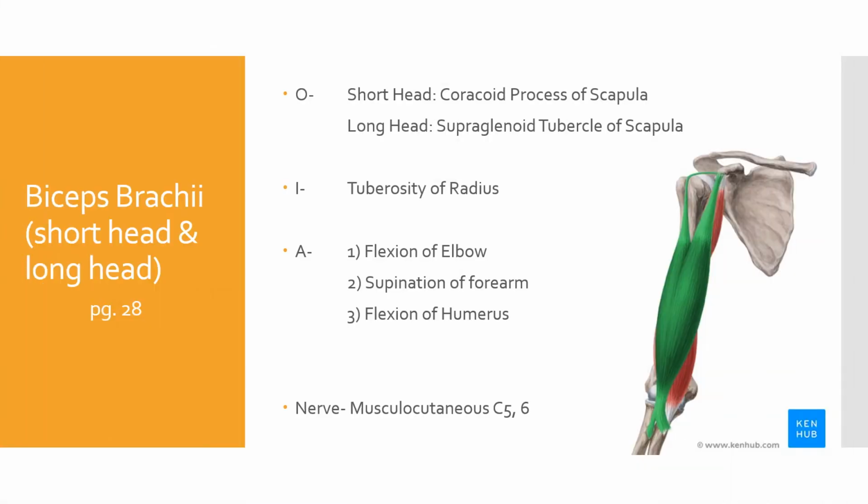Biceps brachii origins, short head, coracoid process of scapula, and long head, supraglenoid tubercle of scapula. Insertion, tuberosity of radius. Three actions include flexion of elbow, supination of forearm, as well as flexion of humerus.